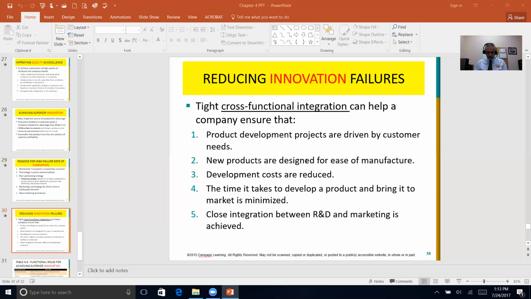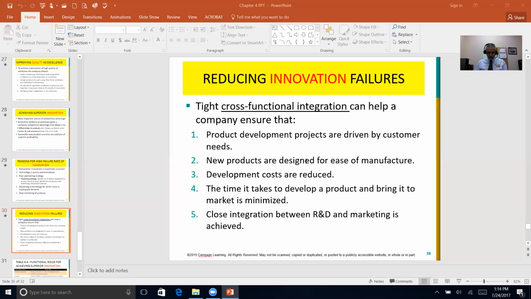And there it is, the products designed for ease of manufacture, which means that your manufacturing process is not so complicated that you can thereby lower your per unit cost. The development cost, research and development, is not out of control. The time to market, you're minimizing that time to market, and there's that close integration between the different functions within an organization that's driven by the needs of its customers. A customer can also be a primary source of new product ideas if we're willing to listen to what they're saying.